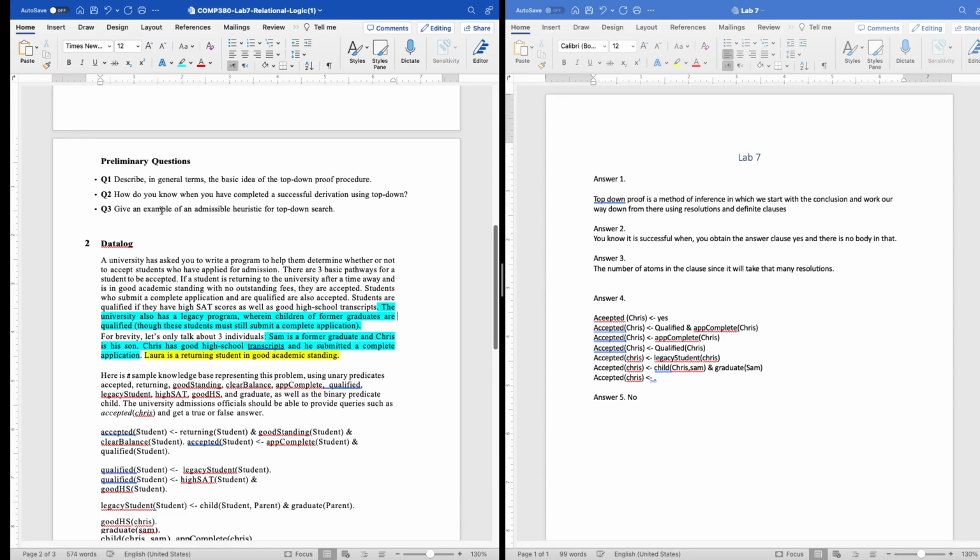Give an example of an admissible heuristic for a top-down search. The number of atoms can be taken as an admissible heuristic since it will only take that many resolutions and it will never overestimate.